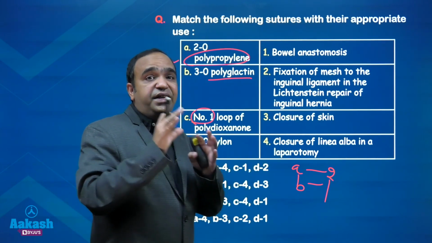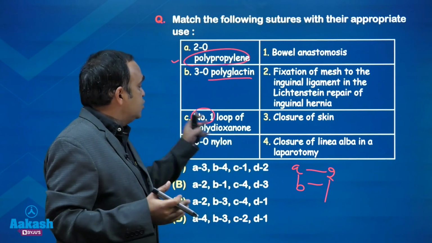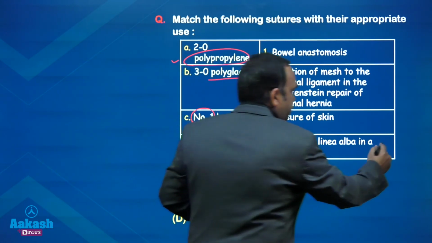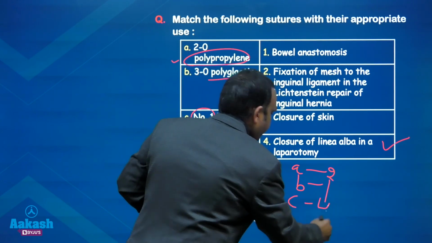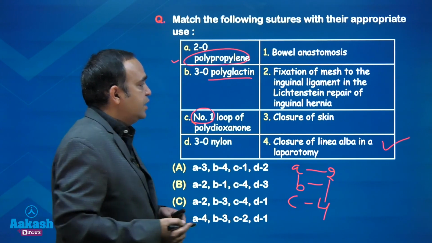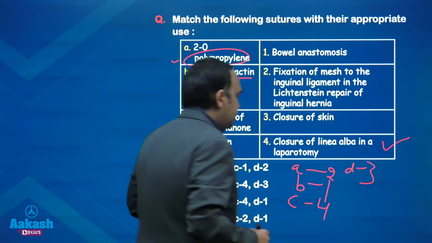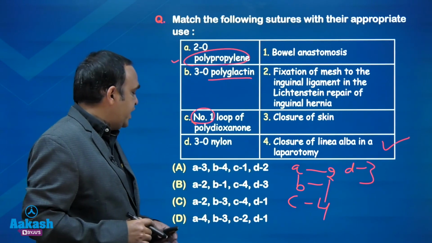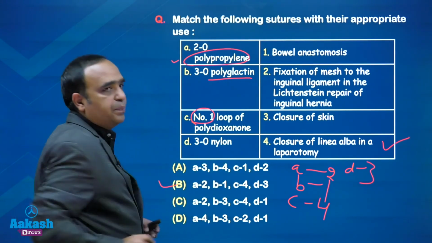For skin, we need a thinner suture. For linea alba, we need a thicker suture. So number 1 fits into this, right? So C is 4. And the last is 3,0 nylon, which is good for skin closure. So D is 3. So this is the best match. So the answer here would be B, right?